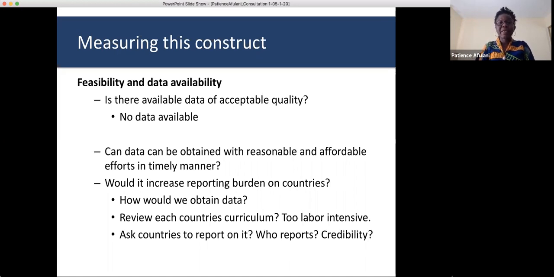It depends. If there is one curriculum for each country, that may be obtained in a reasonable manner. As I have mentioned, there might be different curriculum, which will make data collection tedious and expensive. And whether to increase reporting burden on countries depends on how we're obtaining the data. So reviewing each country's curriculum may be too labor intensive. Asking countries to report it might be additional burden on countries. I would need to figure out who would report for it to be credible.